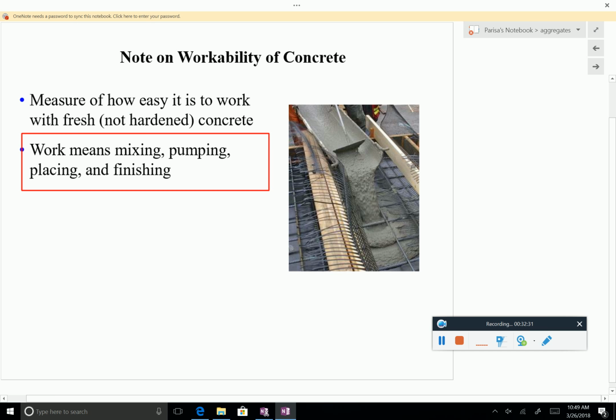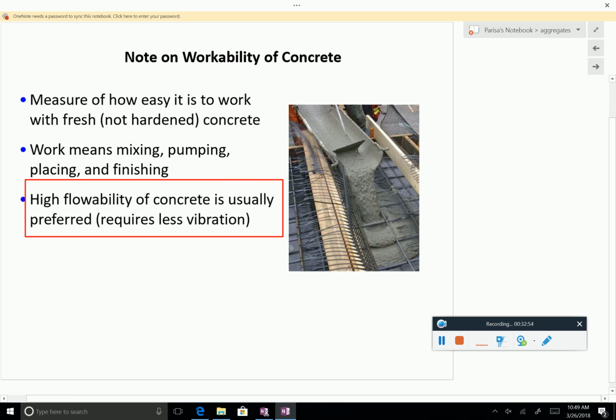So you can imagine if you have a lot of angular aggregates, it would be hard to mix it, to vibrate it. And more importantly, when you pour it into the mold, it would be hard for it to take the shape of the mold. So work here means mixing, pumping, placing, and finishing. And we typically want to have nice flow because you need less vibration.